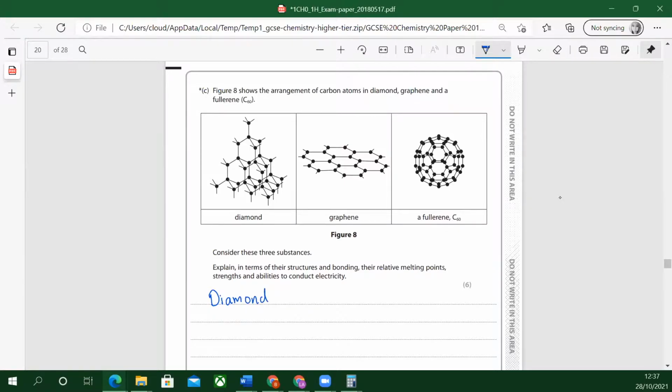So diamond has each carbon atom joined to 4 others. It's got all its bonds complete there. Joined to 4 others. So it's a giant covalent structure. It's not simple, it's a giant covalent structure. They're actually covalently bonded. Giant covalent structure. So diamond has no free electrons.